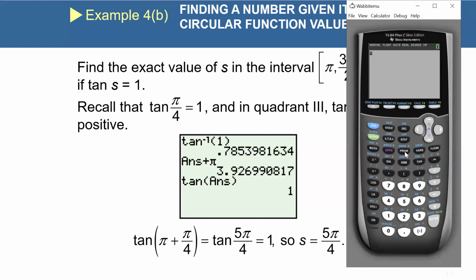So when I hit second tan inverse of 1, what is it going to tell me? What angle did we say? It's going to say 45. So it's saying that any angle with a 45-degree reference is going to be a tangent of 1. Does that make sense?